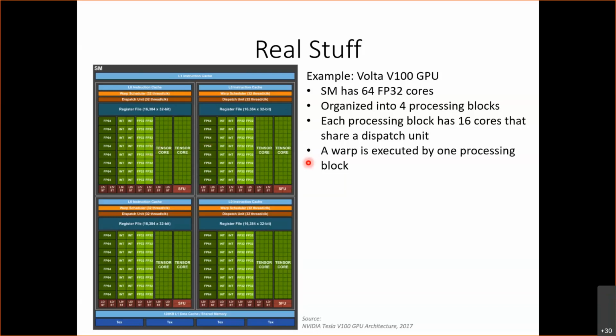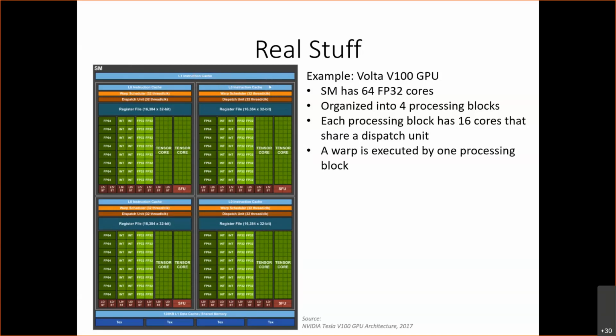Professor, what's the difference between L1 and L0? Is it the same thing, just closer to the core? L0 is private to each of these processing blocks. L1 is shared across them. Okay, but same technology? Yeah, this is all SRAM. Okay, thank you. Other questions?